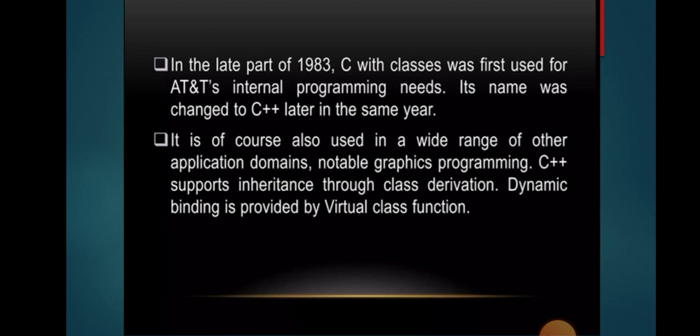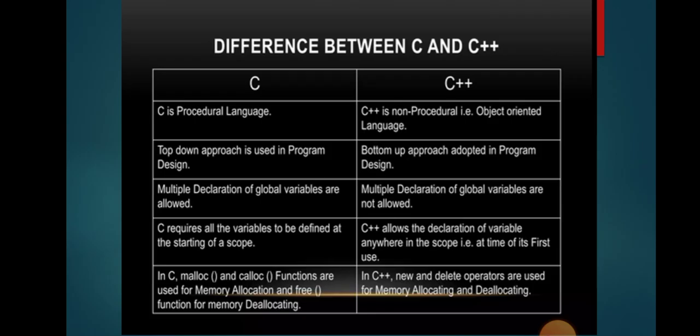It is, of course, also used in a wide range of other application domains, notably graphics programming. C++ supports inheritance through class derivation. Dynamic binding is provided by virtual class functions.